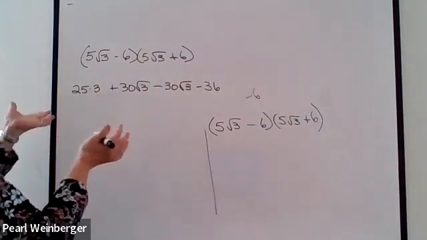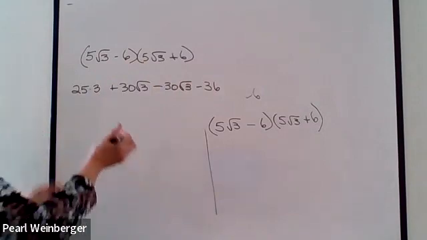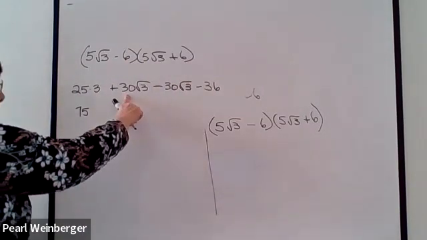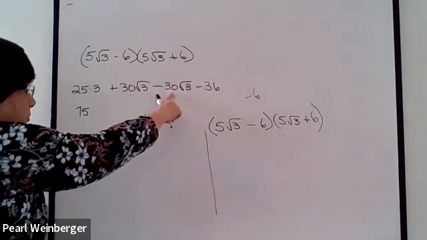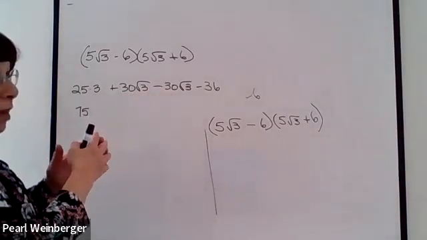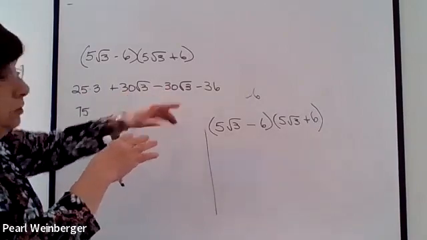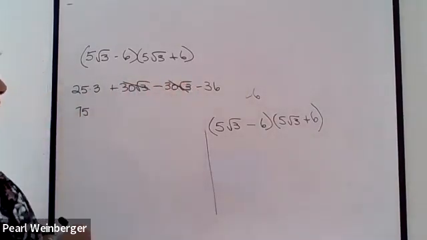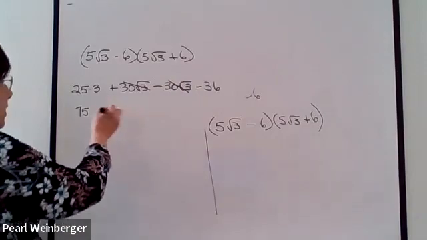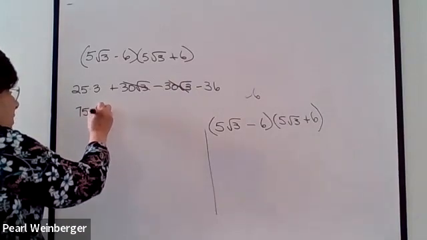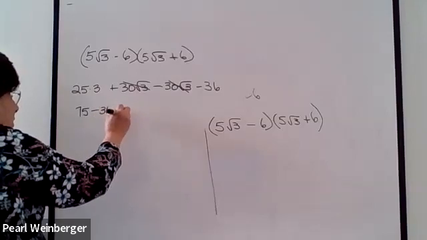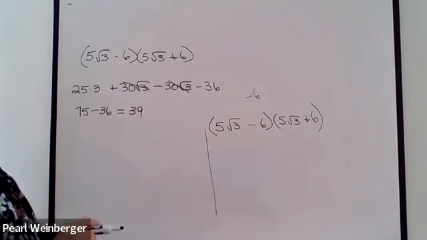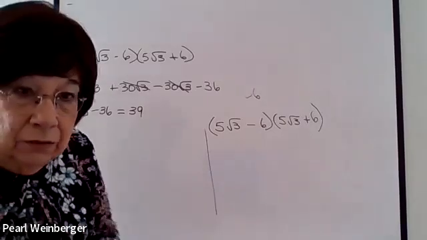25 times 3, those are just numbers that have no radicals in it. That's just 75. The 30 radical 3 and the minus 30 radical 3, those are like radicals. But when we do 30 minus 30, we get 0. In other words, these cancel each other out. So all I'm left with is the 75 minus the 36, which is indeed 39. And you are 100% correct.